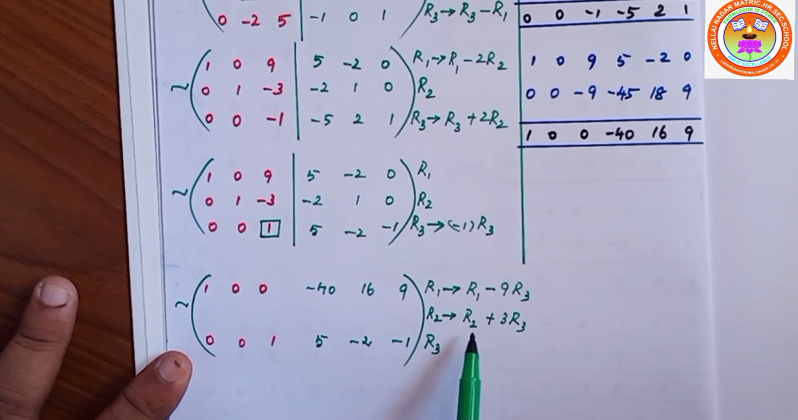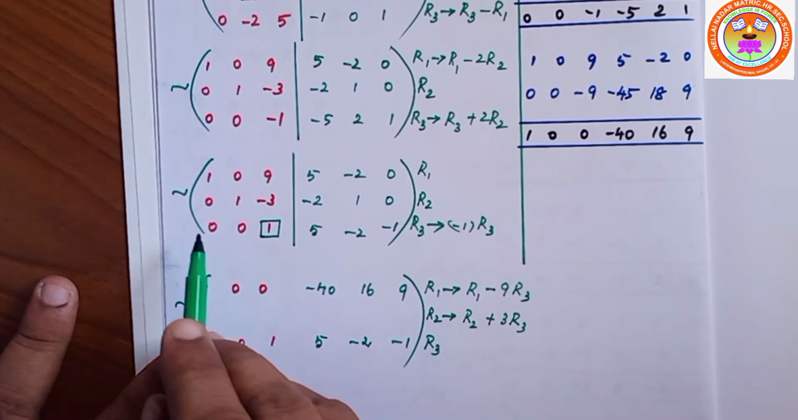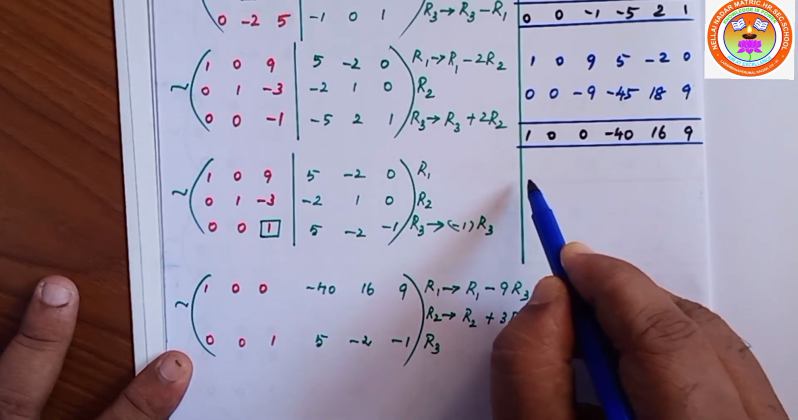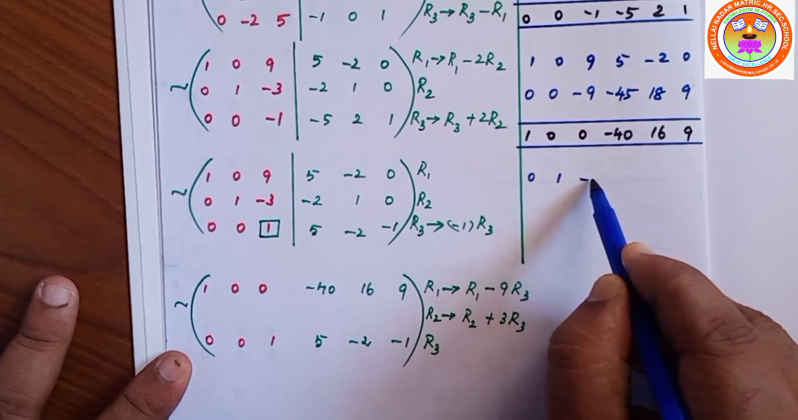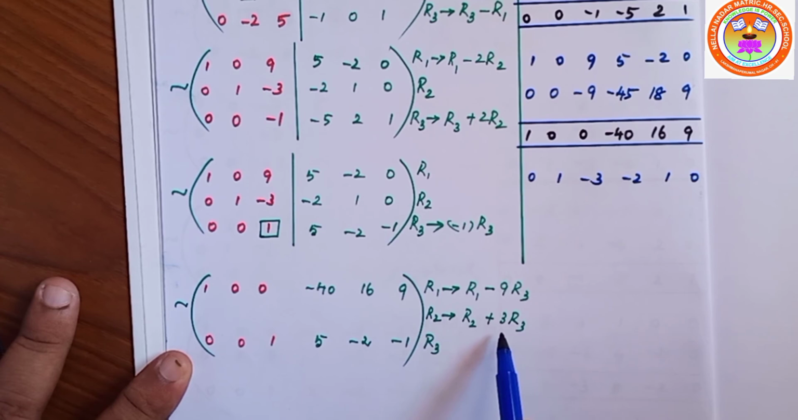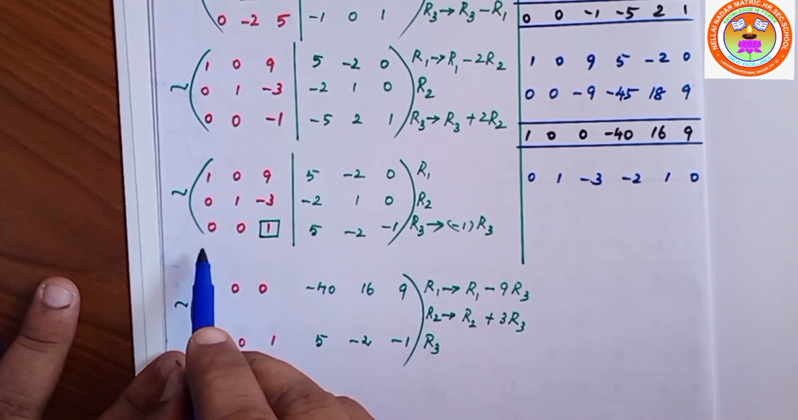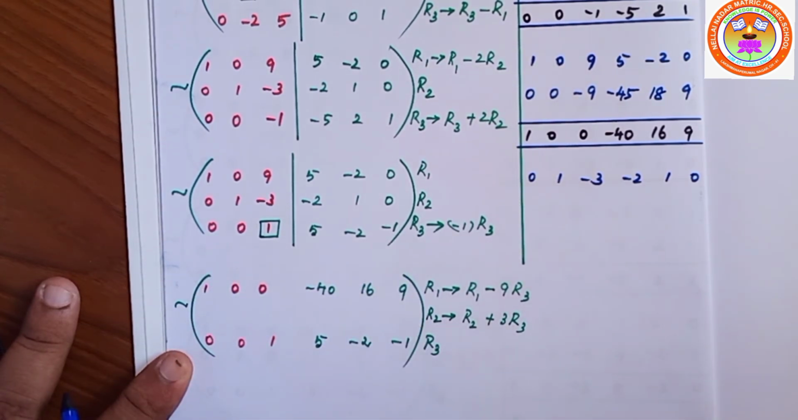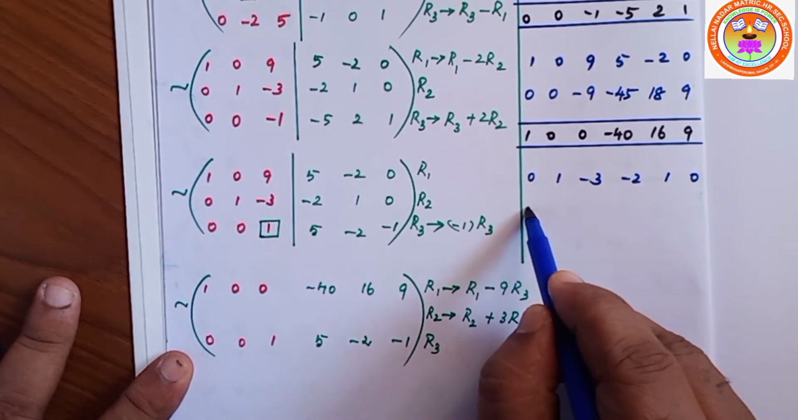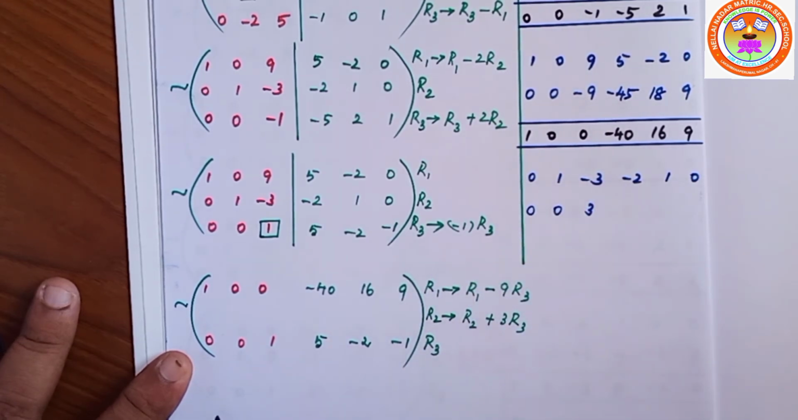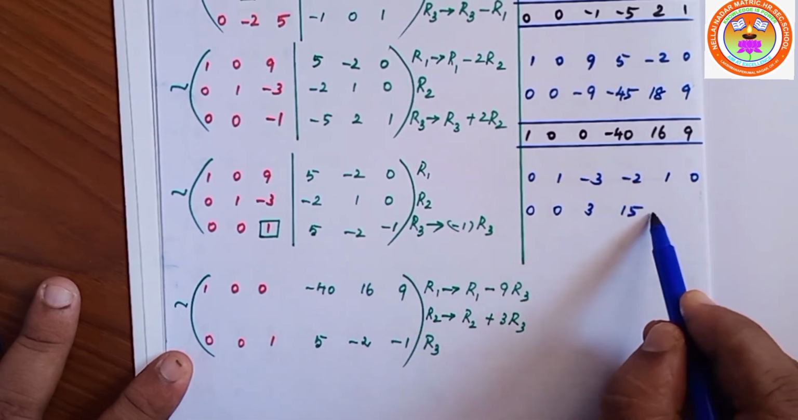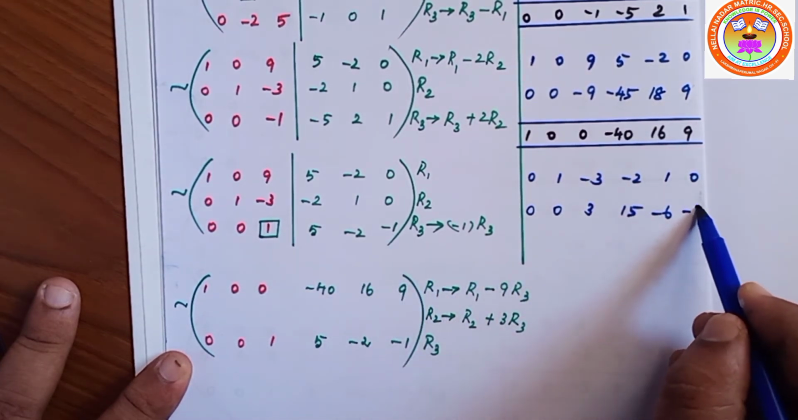Next, R2 implies R2 plus 3 R3. R2 write as it is: 0 1 minus 3, minus 2 1 0. R3 should be multiplied by 3. 0 0 1 into 3 is 0 0 3, then 5 into 3 is 15, minus 2 into 3 is minus 6, minus 1 into 3 is minus 3.